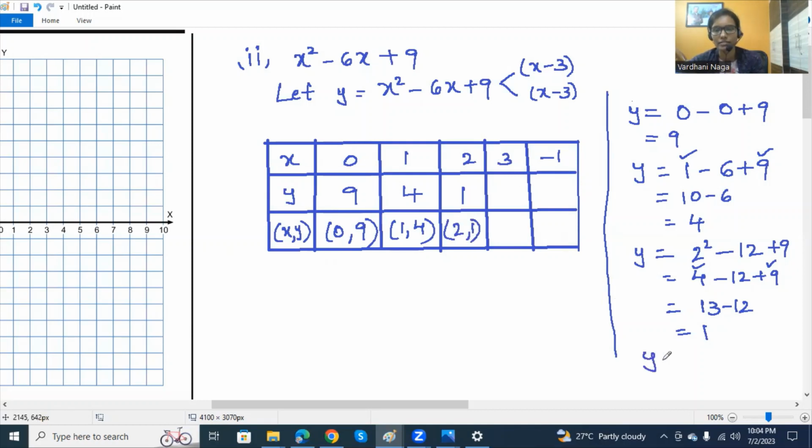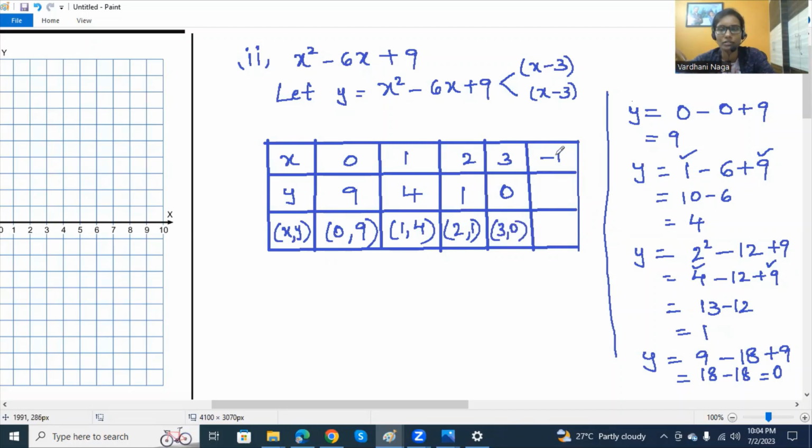Now put x value as 3. 3 square is 9. Minus 6 3s are 18, plus 9. So 9 plus 9 is 18, and 18 minus 18 gives 0. Y value is 0. That's what we already predicted before doing. X minus 3 is a factor, which means x value is 3. So 3 comma 0 is the ordered pair.